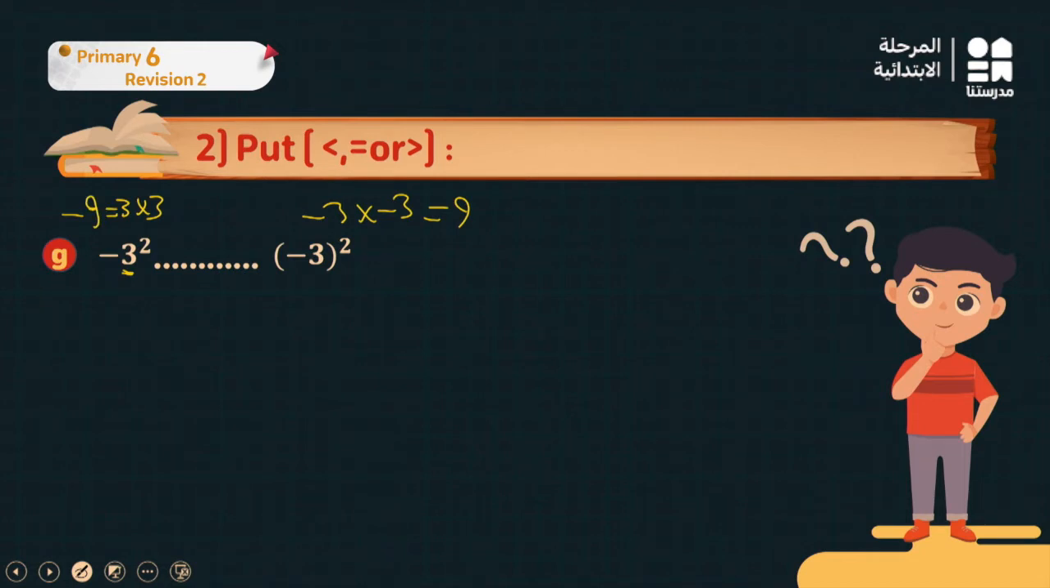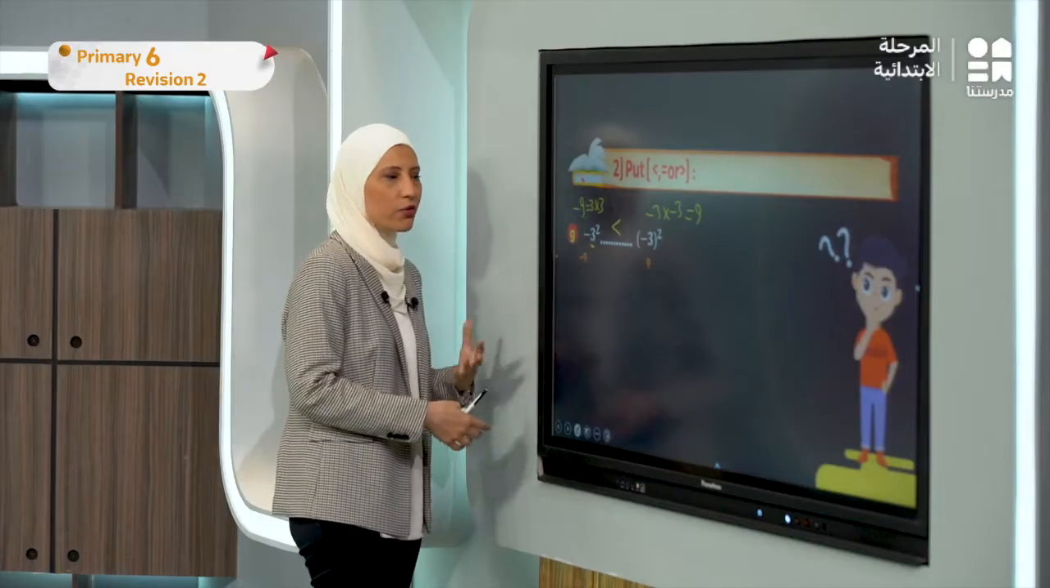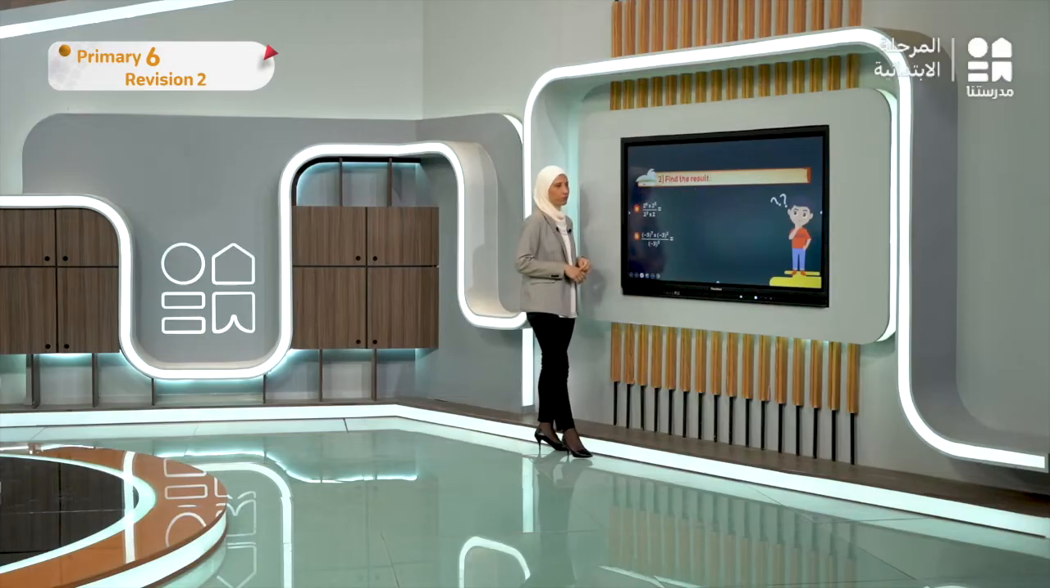Look, how can I write this and how can I write this one? So I have negative 9 and a 9. So of course, any positive number greater than any negative number. Of course, 9 greater than negative 9.